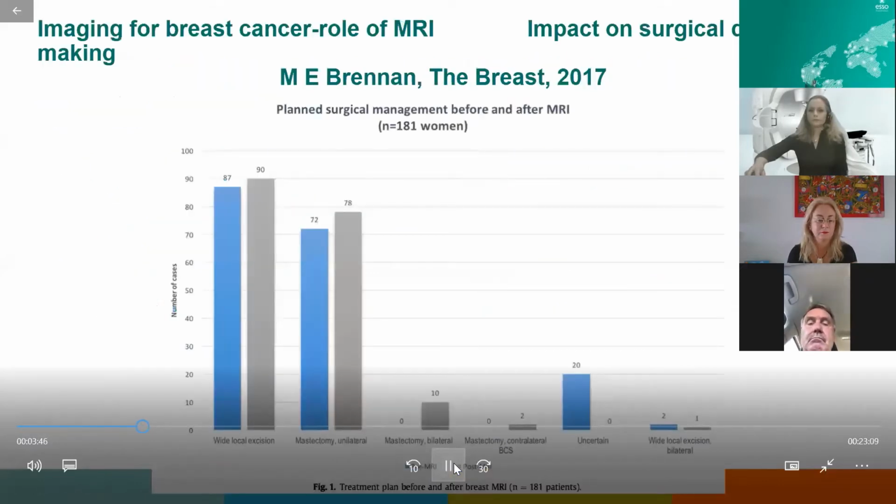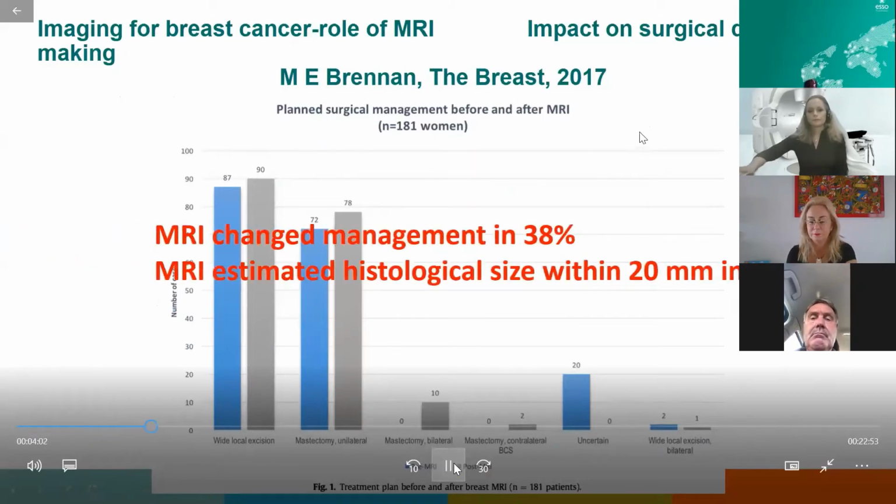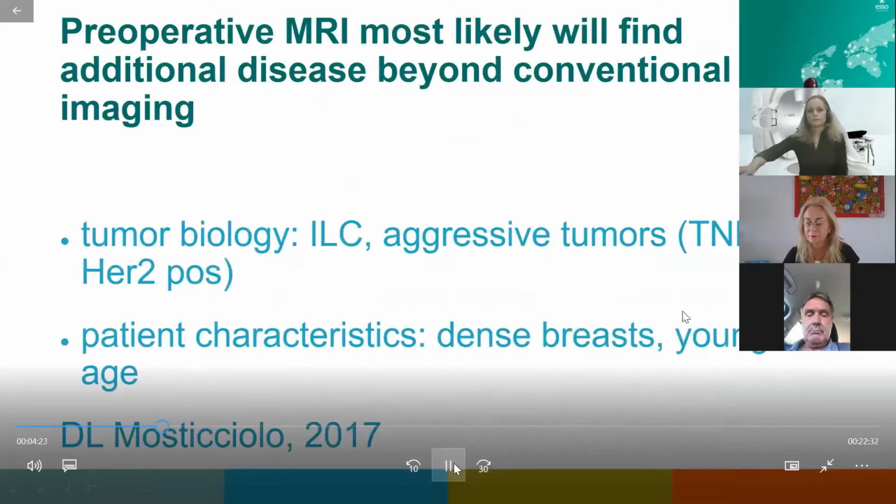What is true is that modern imaging technology has a significant role in deciding what procedure to choose, whether we should conserve the breast or do a mastectomy. MRI has a significant impact on the surgical decision-making process. According to a study from 2017, MRI can change the surgical management of breast cancer in 38% of cases. MRI is also able to estimate the histological size within 20 millimeters in 71% of cases.